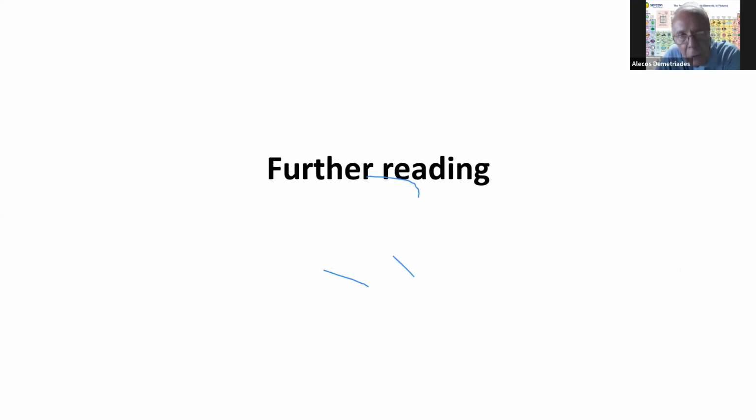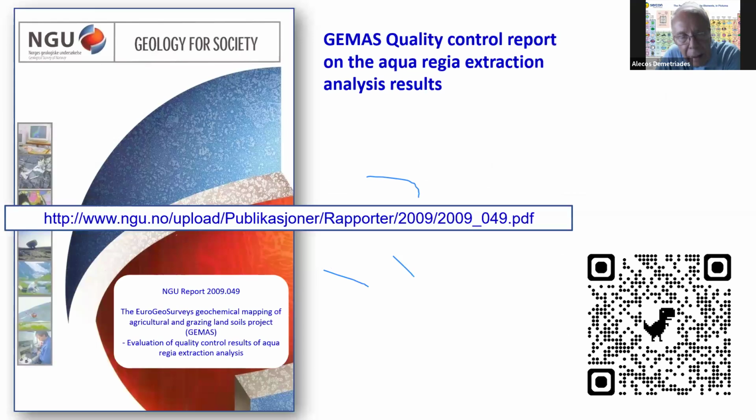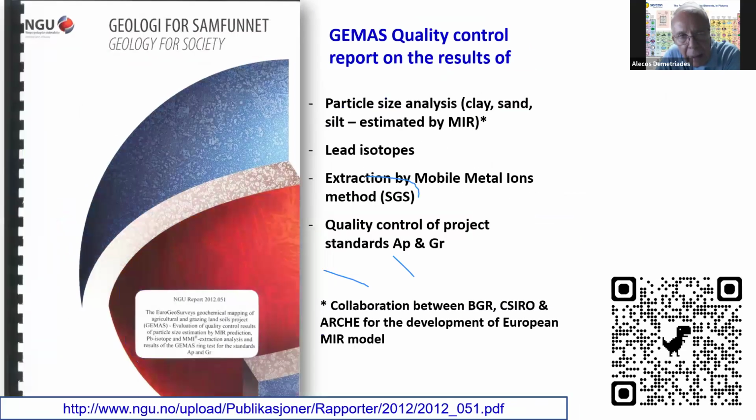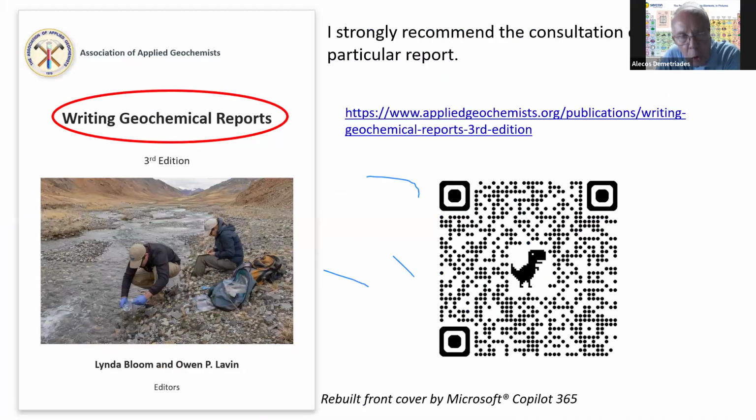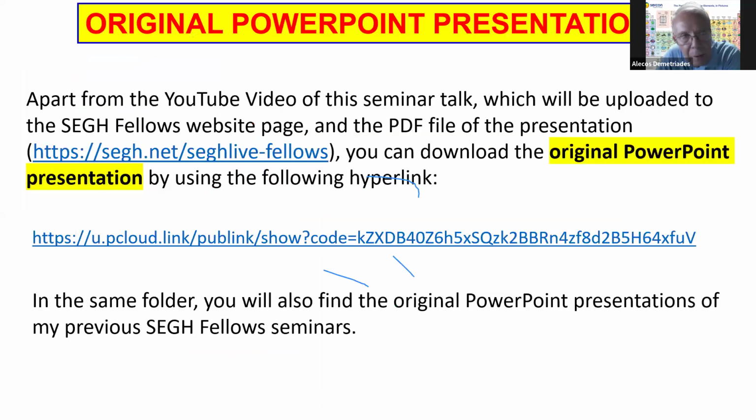Now, this is for you again for further reading. I recommend that you download the quality control reports of the GEMAS project. They are here. And also, very important, for you to write a good geochemical professional report, the Association of Applied Geochemists has this very nice guide which you can download.